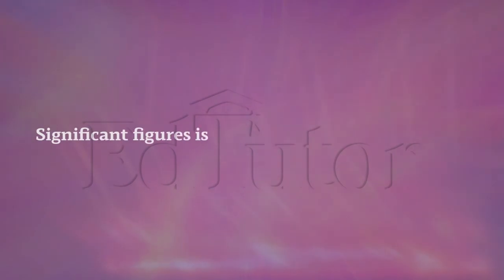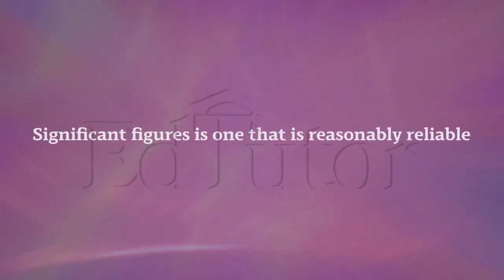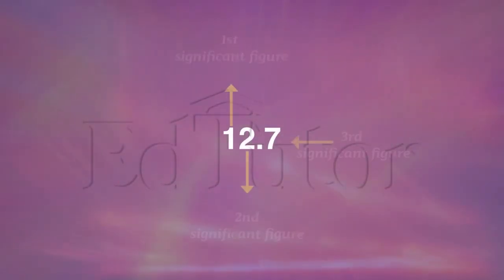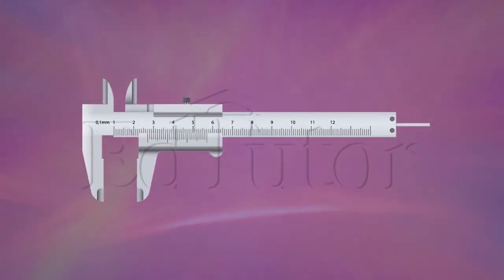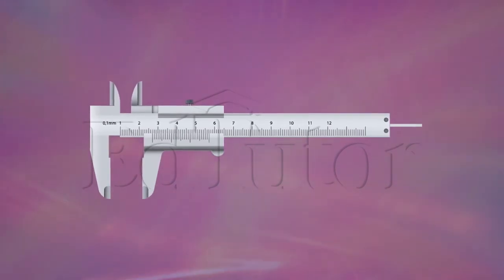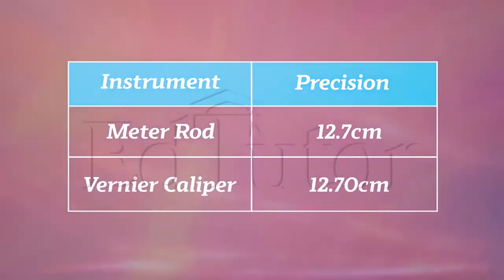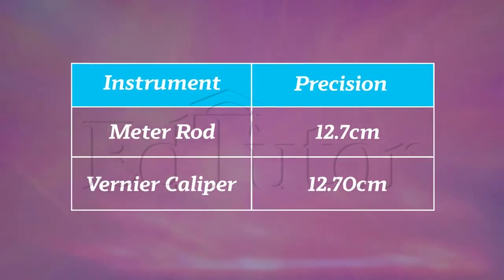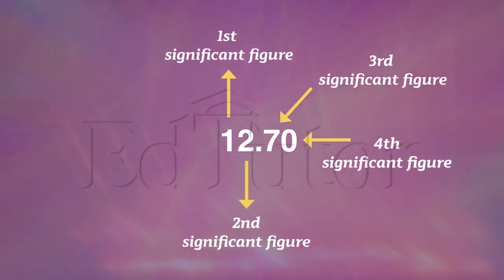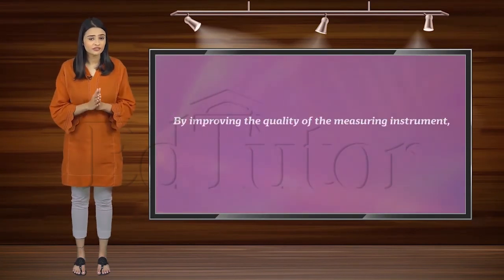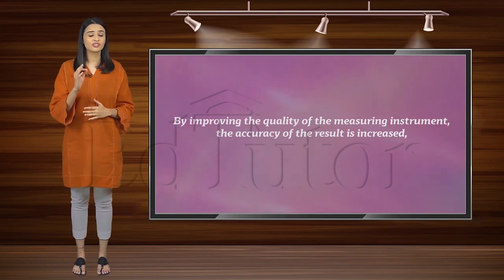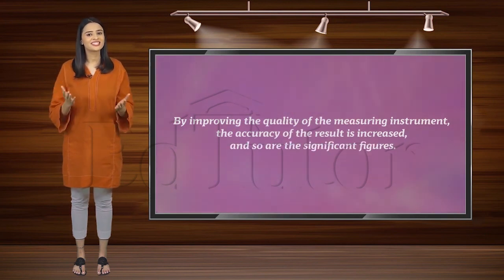The significant figure is one that is reasonably reliable. For example, the measurement 12.7 centimeters has three significant figures. If instead of a meter rod, we would have used a more precise instrument that could measure up to 1/100th of a centimeter, then the measured value would be 12.70 centimeters with four significant figures, which is more precise. In short, we can say by improving the quality of the measuring instrument, the accuracy of the result is increased, and so are the significant figures.